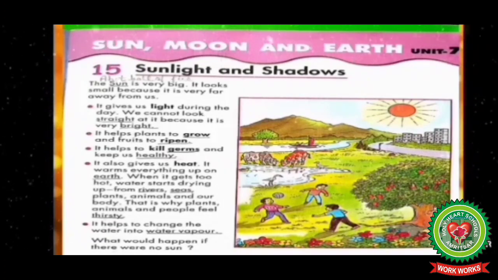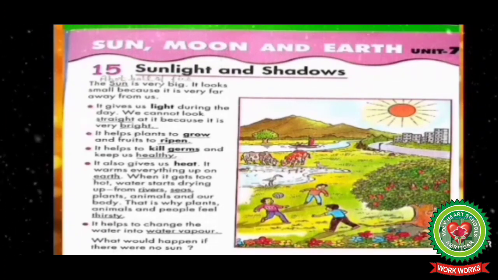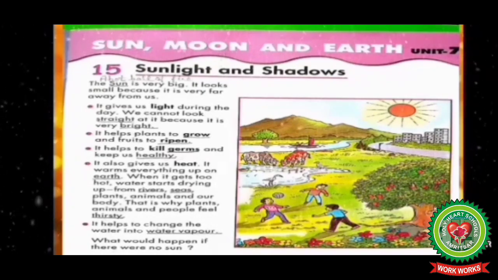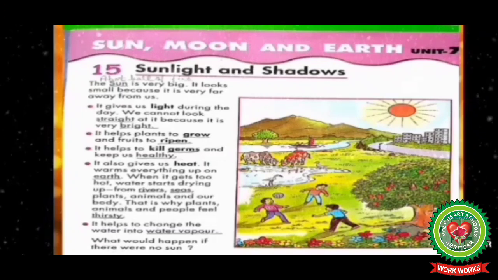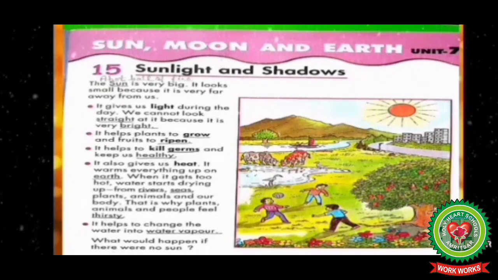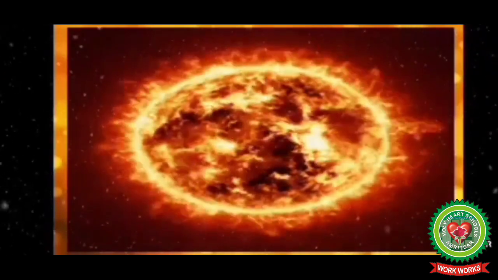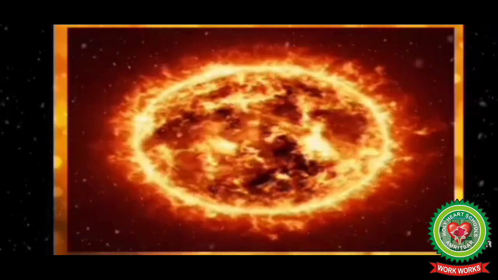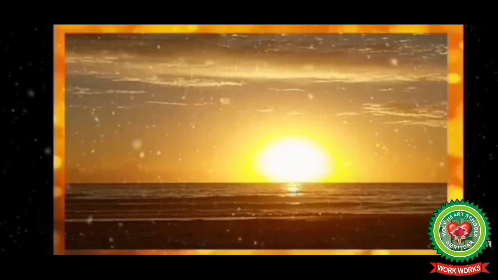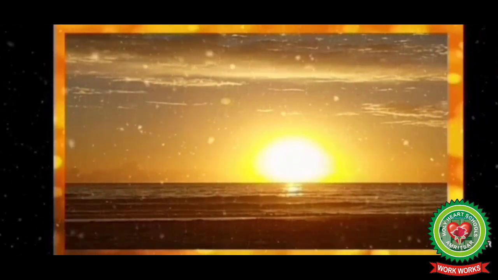Now, let's start reading. The sun is very big. It looks small because it is very far away from us. Dear students, sun is a big, hot ball of fire and gases. It is very far away from the earth. That is why it looks very small.